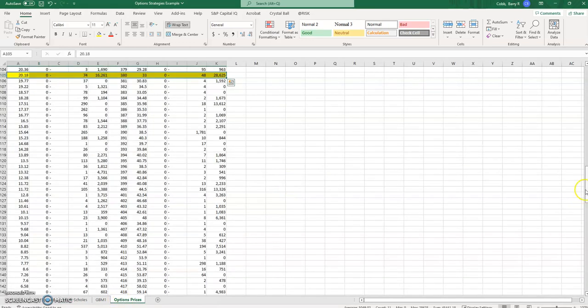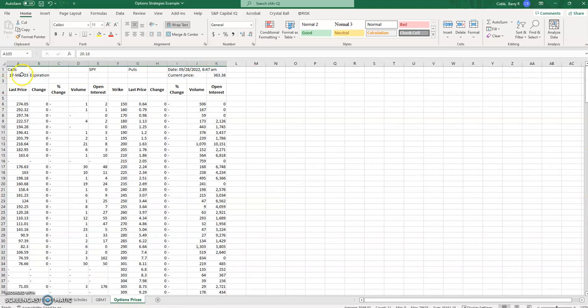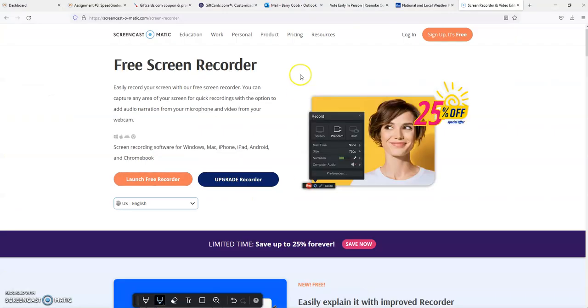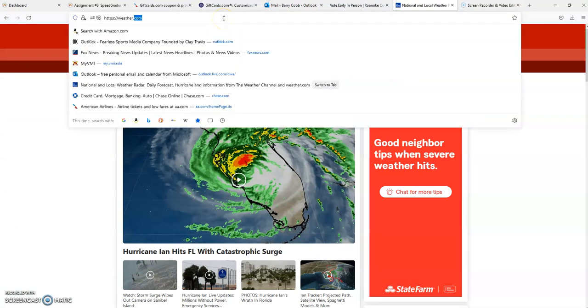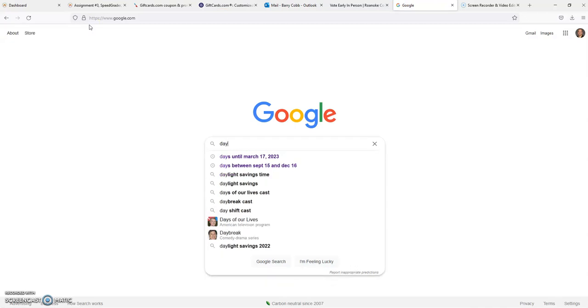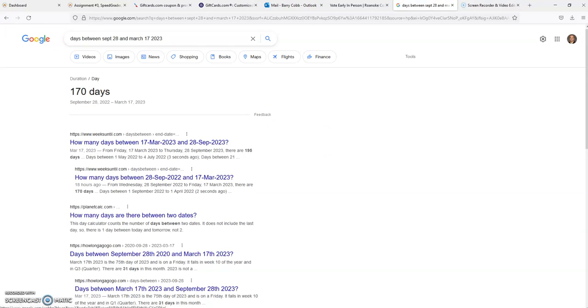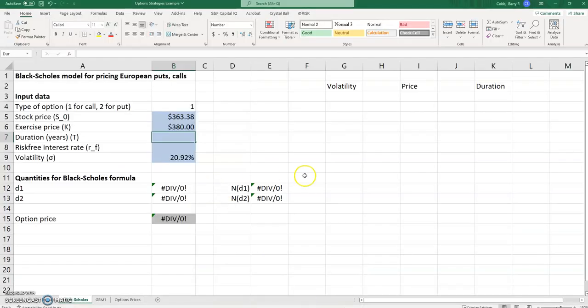Okay, now these particular options have expiration dates of March 17th, 2023. So one way to get the time to expiration is just to Google the number of days between, say, September 28th and March 17th. And so we could do that here. And it looks like it's about 170 days. Okay, so we'll enter for the duration, or the time to expiration of this option, 170 divided by 365.